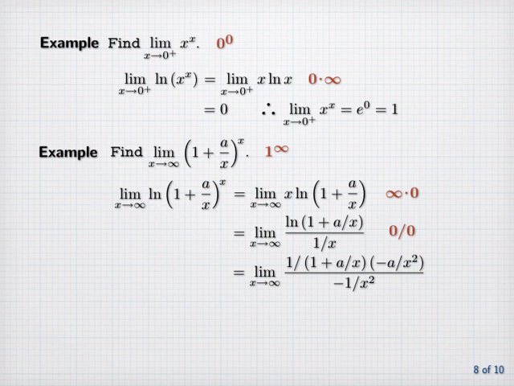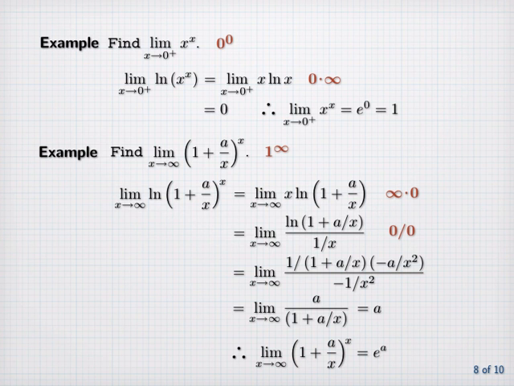Then minus a over x squared becomes minus a, minus 1 over x squared, and the denominator becomes minus 1, so that just gives us an a multiplying 1 over 1 plus a over x, and now we have a denominator that approaches 1, therefore this limit is equal to a. So the limit as x goes to infinity of the natural log of our function approaches a, therefore the limit as x goes to infinity of our function is equal to e to the a.